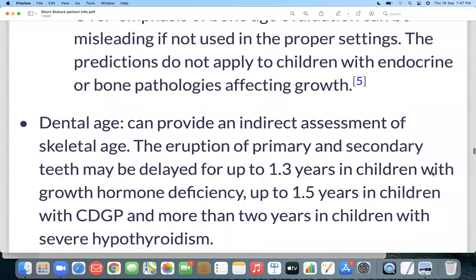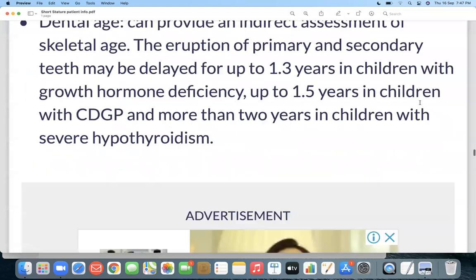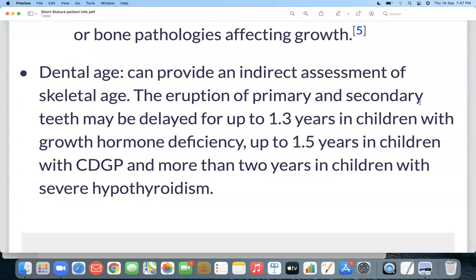Is there a standard deviation for bone age? He has mentioned it, but I think there's no need to mention it. If they ask, you can say up to 2 standard deviations, but you should know that it is delayed in CDGP. No need for dental age and all.